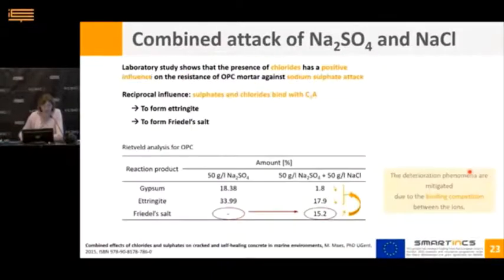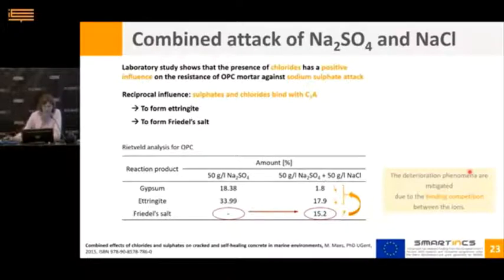The colleagues also had a look at the XRD results, so looking at which reaction products were formed. And okay, we all know already that the sulfates would like to bind with the C3A, but also chlorides would like to bind with the C3A. So both of them are fighting to have the C3A as their friend. So in case of sulfates, we form ettringite. In case of chlorides, we form Friedel salt.